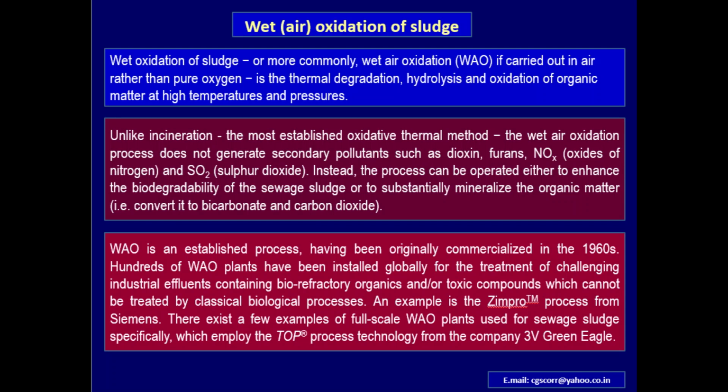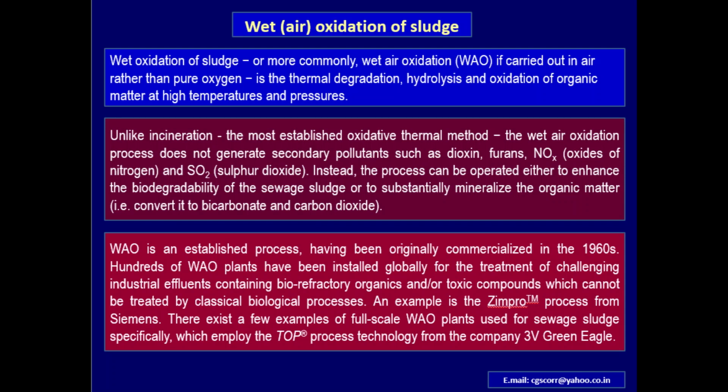Unlike incineration, the most established oxidative thermal method, the wet air oxidation process does not generate secondary pollutants such as dioxins, furans, oxides of nitrogen and sulfur dioxide. Instead, the process can be operated either to enhance the biodegradability of the sewage sludge or to substantially mineralize the organic matter, that is, convert it to bicarbonate and carbon dioxide.